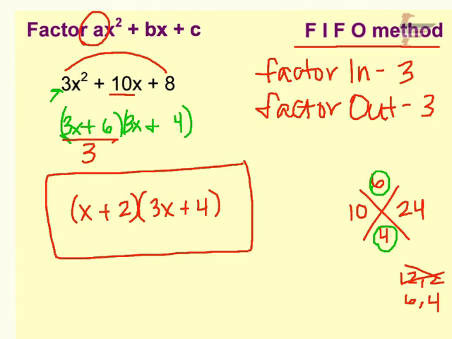So factor in, factor out, FIFO. It gets faster the more you try it, but it gives you a nice way around the guessing and checking method.